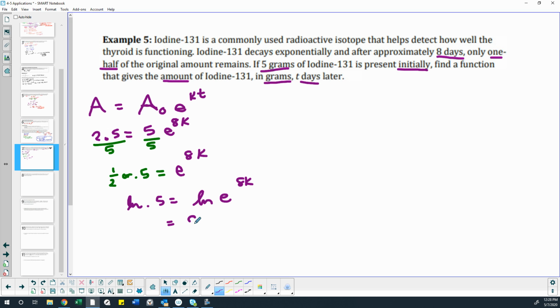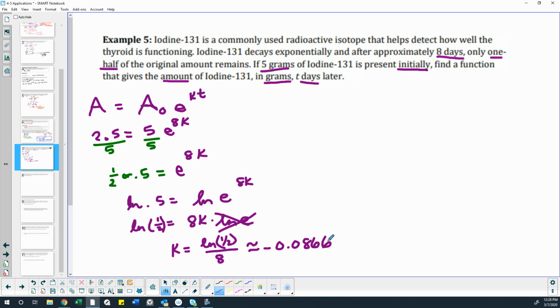And we can move the 8k to the front as a coefficient. And we have the natural log of 1/2. So then, natural log e cancels out because it turns into 1. So our k value is just going to be the natural log of 1/2 divided by 8. That's our exact answer that we could use in our problems. Or we could find an approximate answer, which is negative 0.0866, and use that in our function.